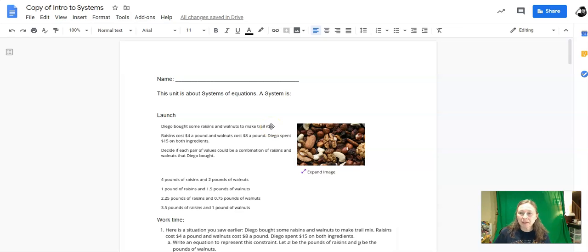Hello, math people, and welcome to a new unit on math and algebra. We successfully completed quadratics, and now we're going into systems of equations.